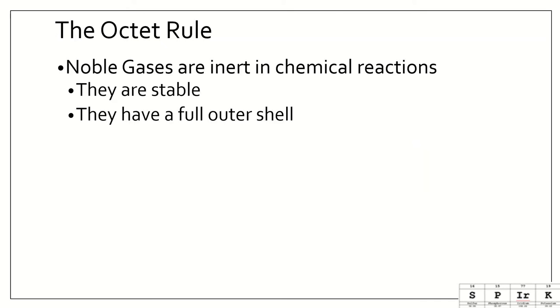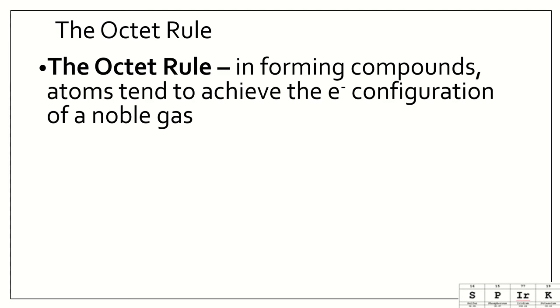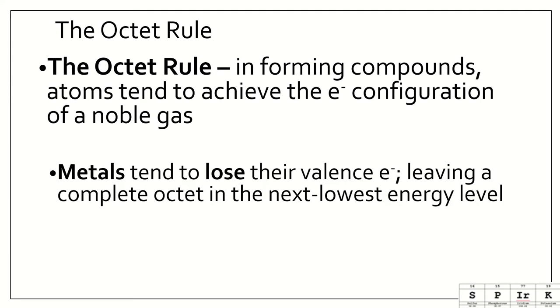So the octet rule. Noble gases, we know from last chapter, are inert in chemical reactions. They are stable, and remember that they are stable because they have a full outer shell. They have full s and p orbitals. And Gilbert Lewis in 1916 explained why atoms form certain kinds of ions and molecules. And he called this the octet rule. And we've briefly mentioned the octet rule. The octet rule says that in forming compounds, which remember means 2 or more elements together, atoms tend to achieve the electron configuration of a noble gas. And remember, we said this is because they want to fill or have a filled energy level.